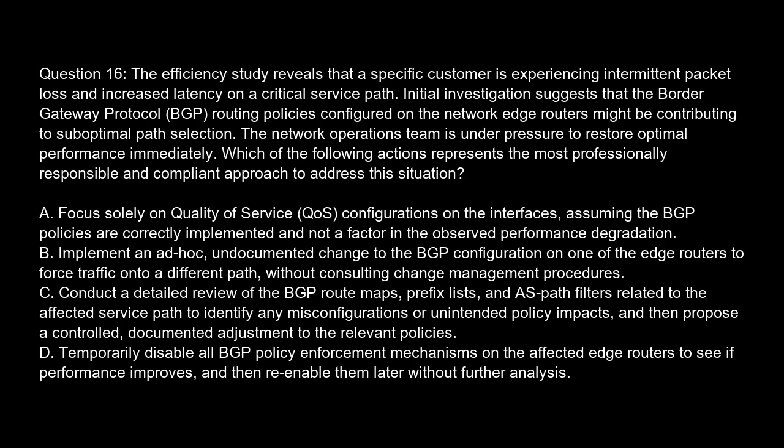Option C. Conduct a detailed review of the BGP route maps, prefix lists, and AS path filters related to the affected service path to identify any misconfigurations or unintended policy impacts, and then propose a controlled, documented adjustment to the relevant policies. Option D. Temporarily disable all BGP policy enforcement mechanisms on the affected edge routers to see if performance improves, and then re-enable them later without further analysis.